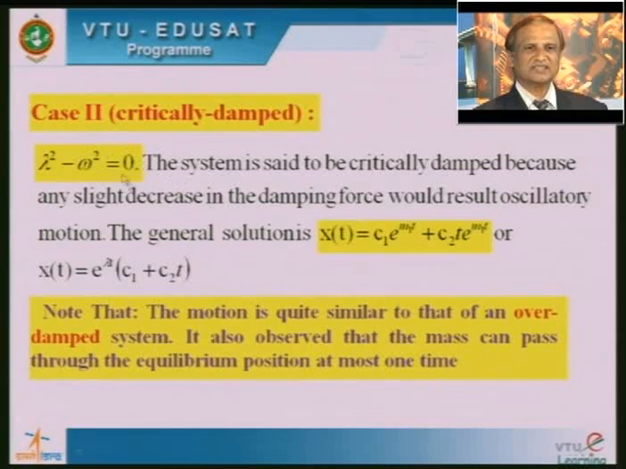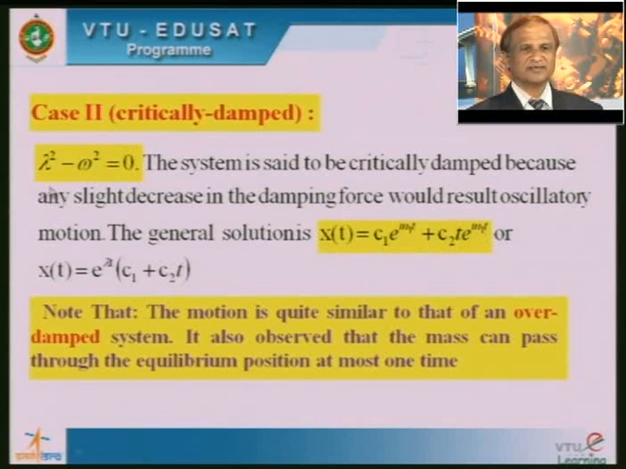Exactly in a similar way, now we are going to interpret what we mean by critically damped. Again we want to calculate the value of lambda square minus omega square. Suppose it is equal to 0, the system is said to be critically damped because any slight decrease in the damping force would result in oscillatory motion. The general solution is x of t is equal to C1 e to the power m1 t plus C2 t e to the power m1 t.